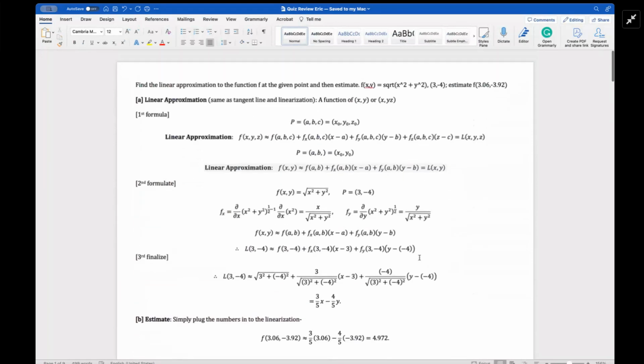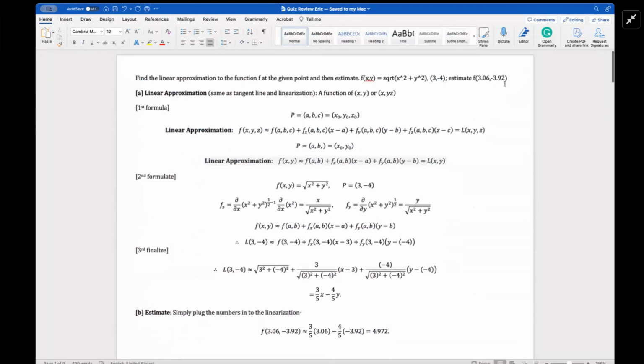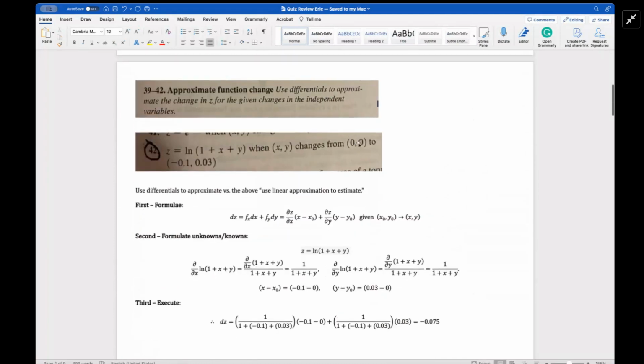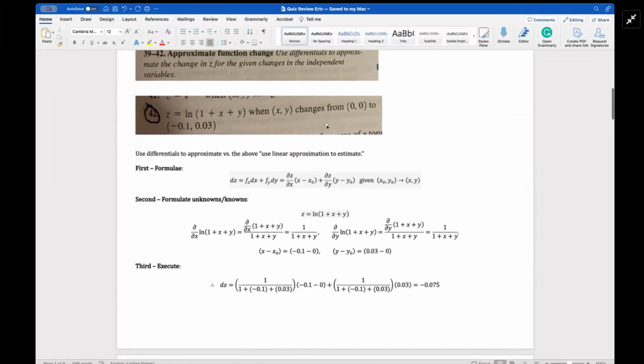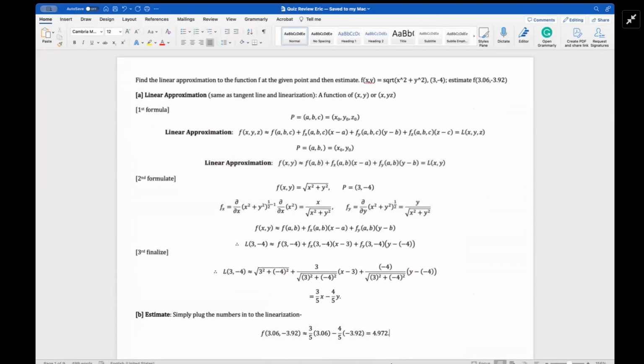And again, just so you're clear, the linear approximation to estimate this is not the same as using differentials to approximate the change in z. So a lot of people see this number and the decimals, and they go to either this one or this one without thinking, but they're two different processes. So just be careful with that. Otherwise, that's all you got to do for that.